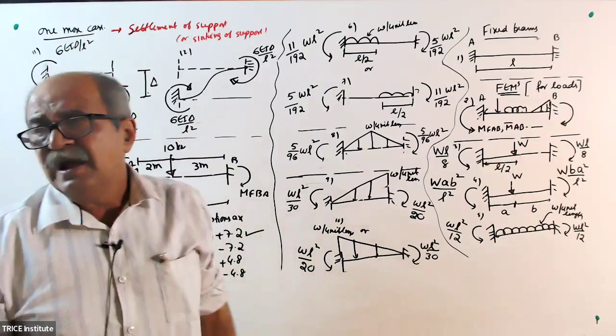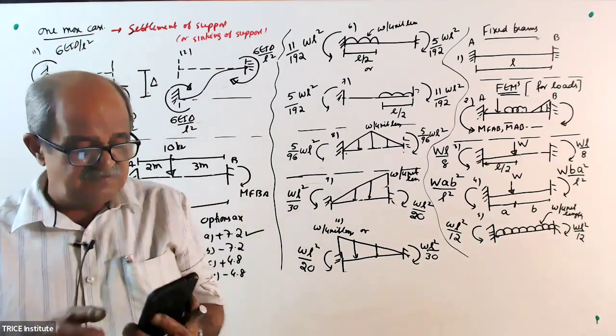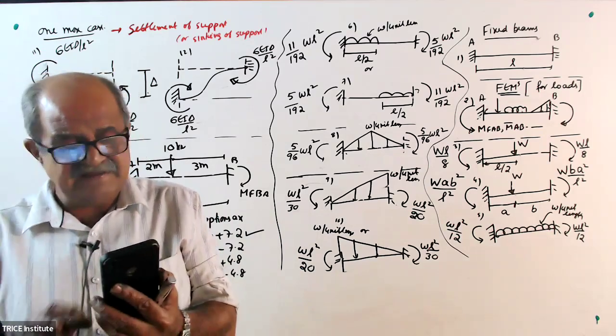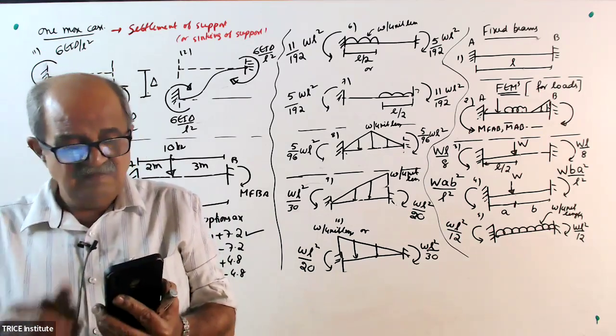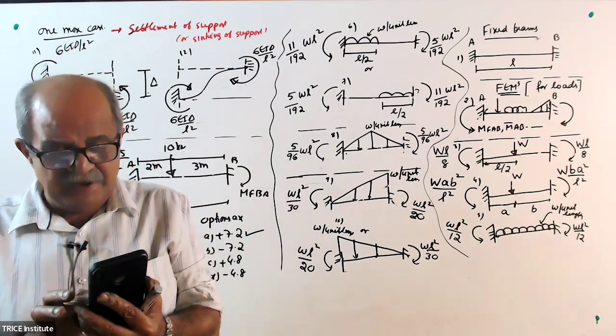Clear now? Correct answer is 7.2, option A. Clear or not? Plus 7.2 is the correct answer. Clear? Correct answer is plus 7.2.